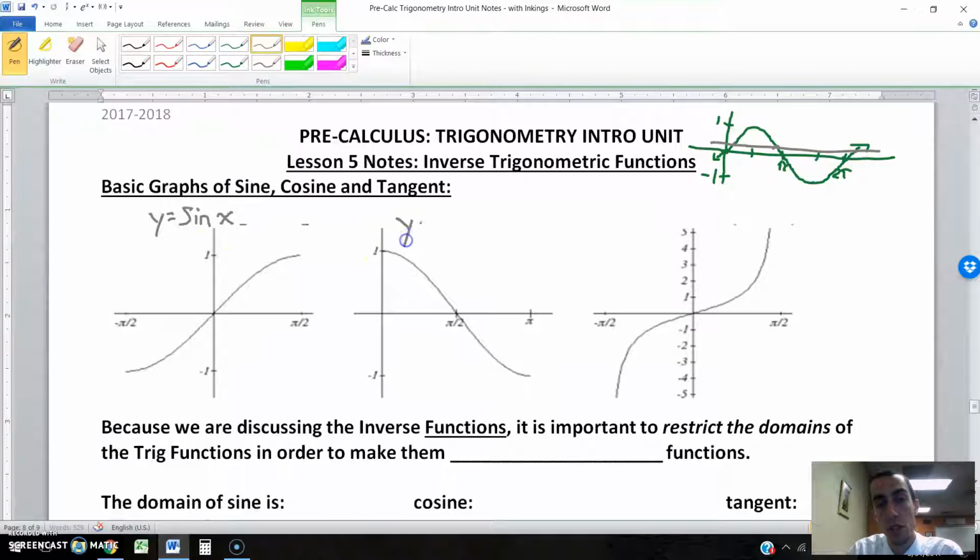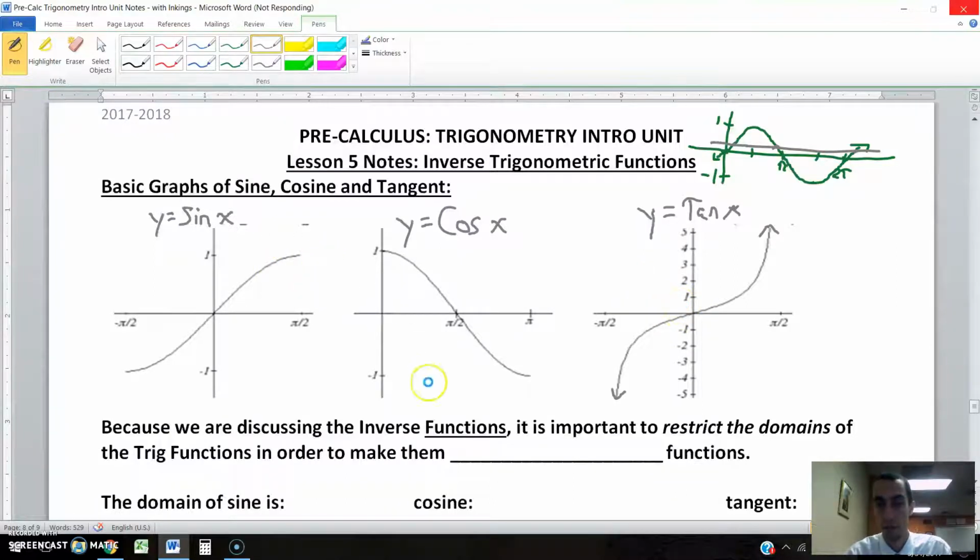Same thing with this restricted cosine graph. This restricted cosine graph has a domain from 0 to π, we can see along our x-axis. And it passes the horizontal line test. And so does this restricted tangent graph. This restricted tangent graph just has one of the curves. It doesn't have the repeating pattern going over to the left and going over to the right. So if we restrict the domain of each of the functions in this way, it can have an inverse.